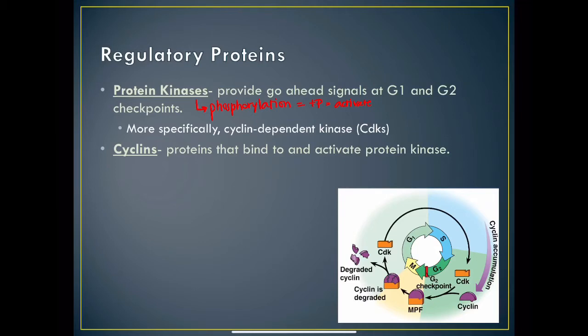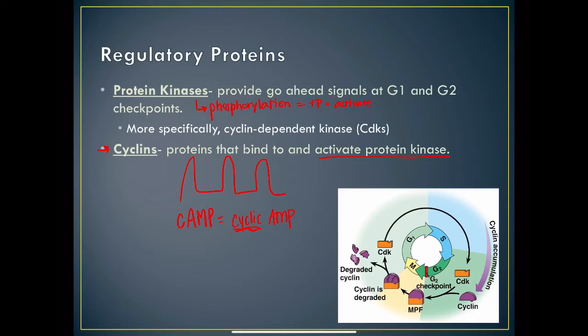Another regulatory protein that we have in the cell is cyclins. They are cyclic, meaning they fluctuate in concentration in the cell. There's a lot and then there's none, and then there's a lot and then there's none, and then there's a lot. What these do is bind to and activate protein kinase. Well, you may say, Ms. Brown, I've never heard of a cyclin before. I thought you said these were familiar. Yes, you have heard of a cyclin before, and it was called cAMP. If you remember, cAMP stood for cyclic AMP.